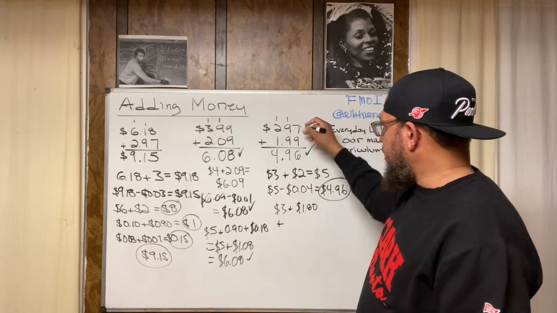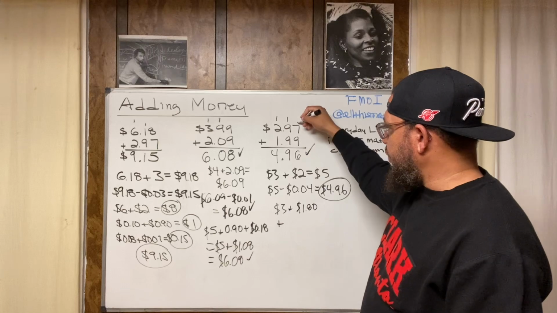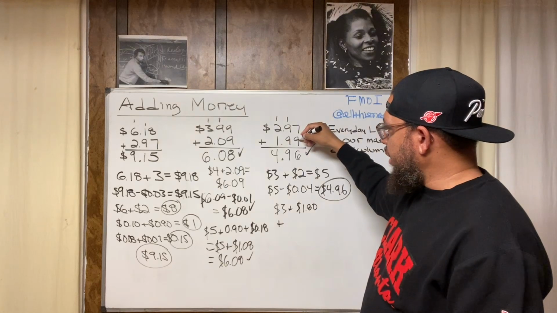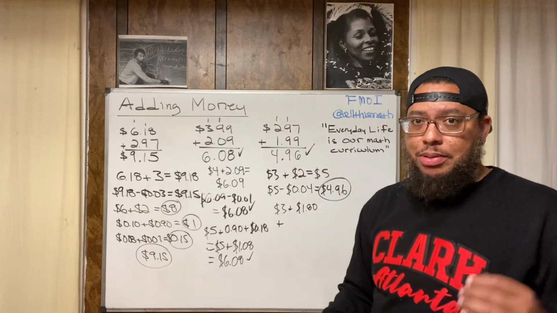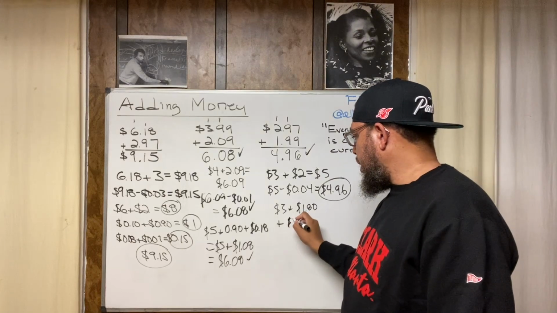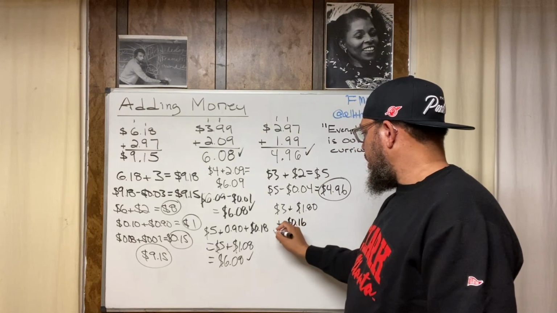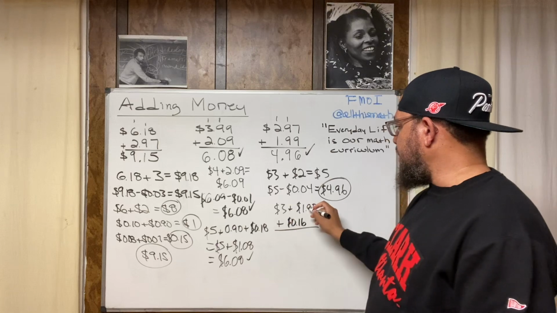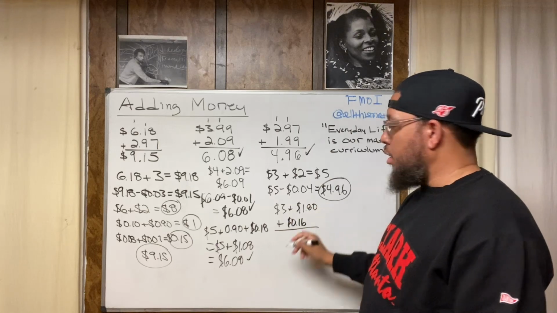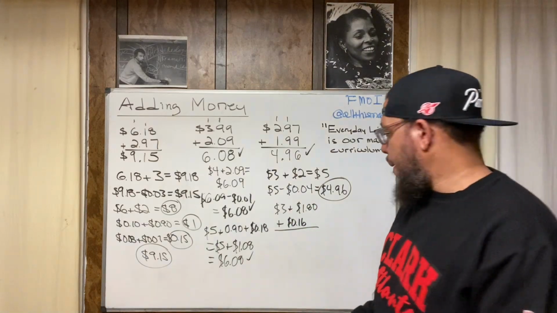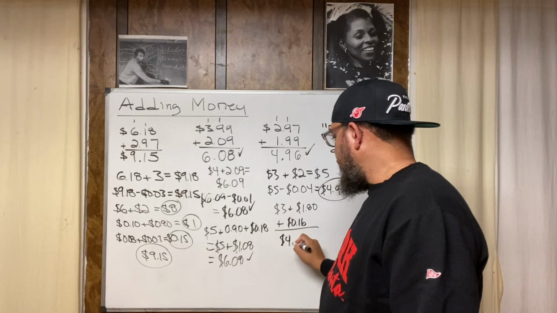And then we got 7 cents plus 9 cents. Look what a 7 is in the hundredths place. Look what a 9 is in the hundredths place. 7 cents plus 9 cents is 16 cents. So we got $3 plus $1.80. That's $4.80. $4.80 plus 16 cents. Once again, $4.96.